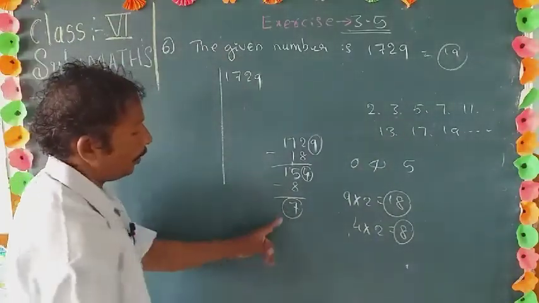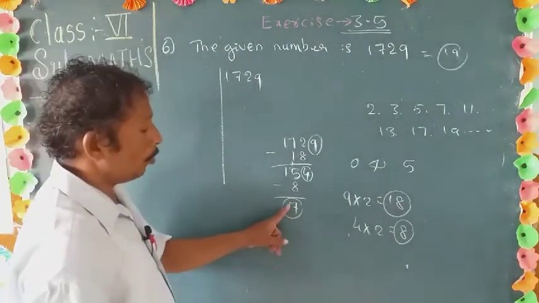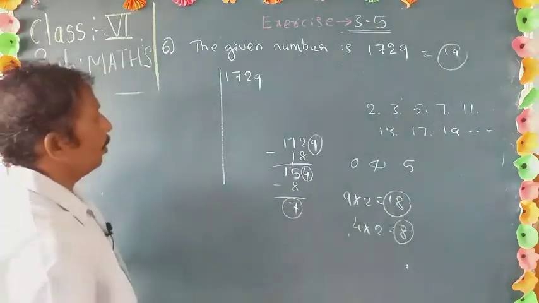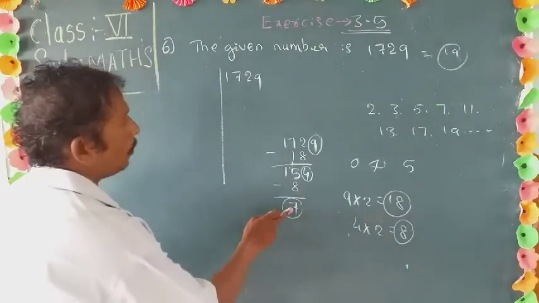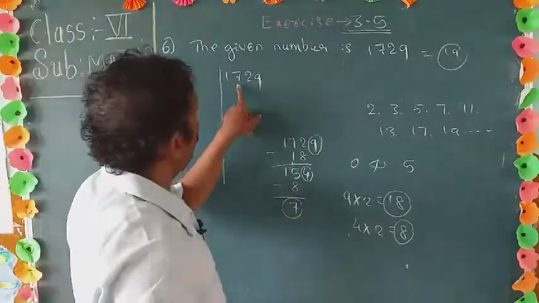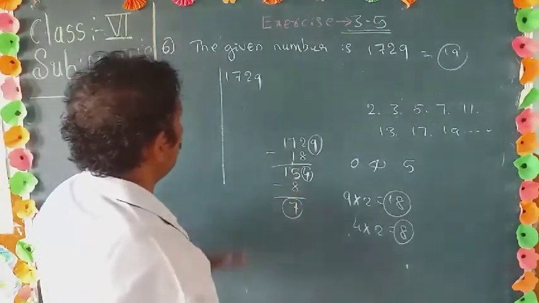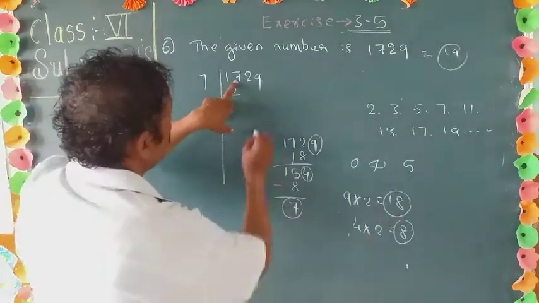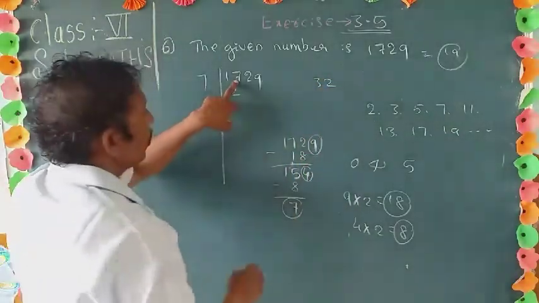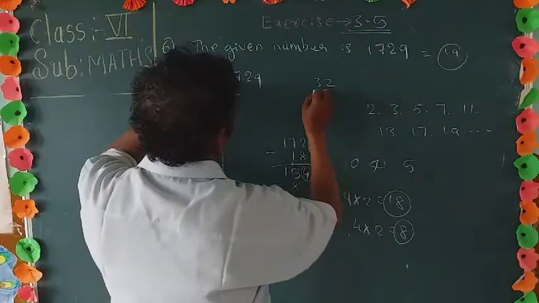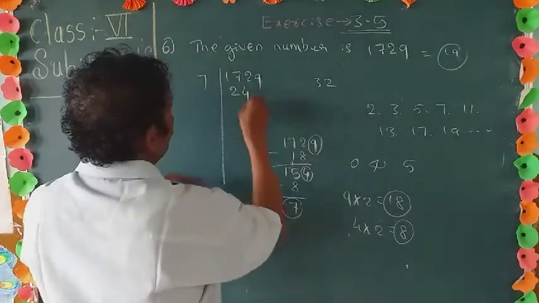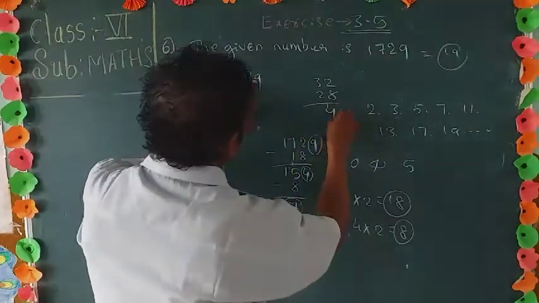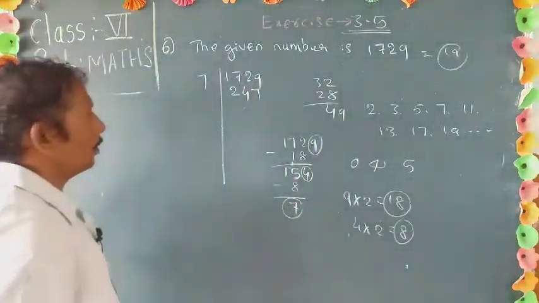Therefore, the last remainder should be a multiple of 7. Now this is a multiple of 7. Therefore, we can divide 1729 by 7. 7 2s are 14, remaining 3, then it is 32. 7 4s are 28, remaining 4, then it is 49, 7 7s are 49.